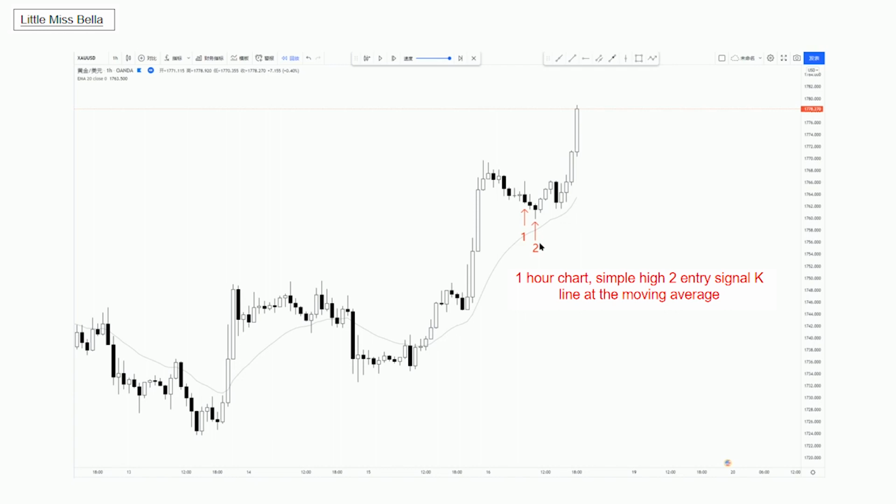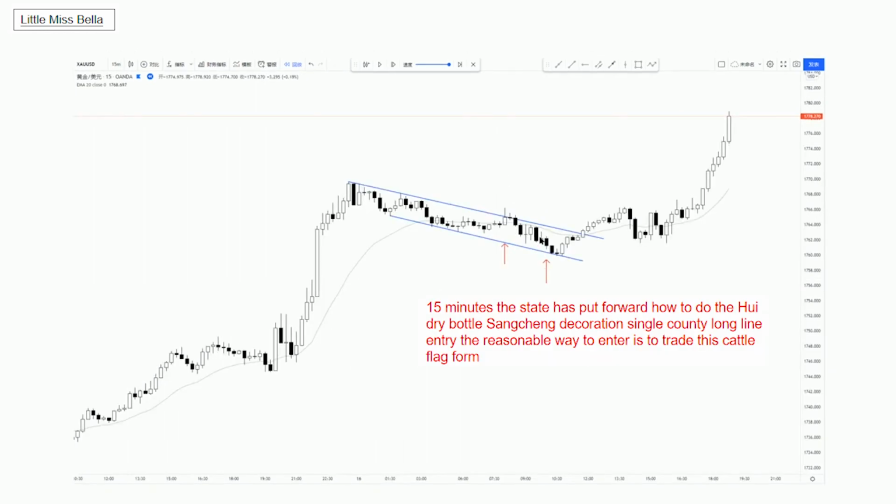In this 1 hour chart, at the moving average we have a simple high 2 pullback into the field, and the K-line is right here. The high 2 pullback here is the Al Brooks system. I won't talk about it much, and I don't use it much, as long as you know it's an entry signal K-line. After this signal K-line, the price quickly rose. Notice I'm marking the signal K-line, not the entry K-line.